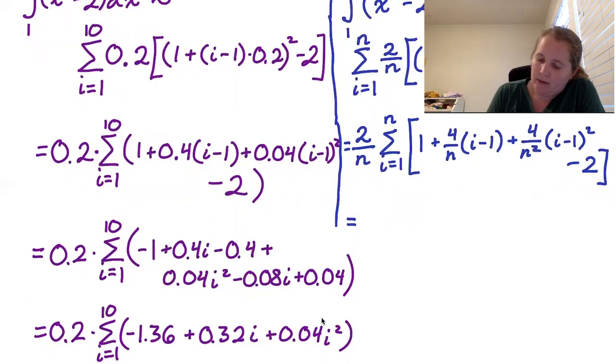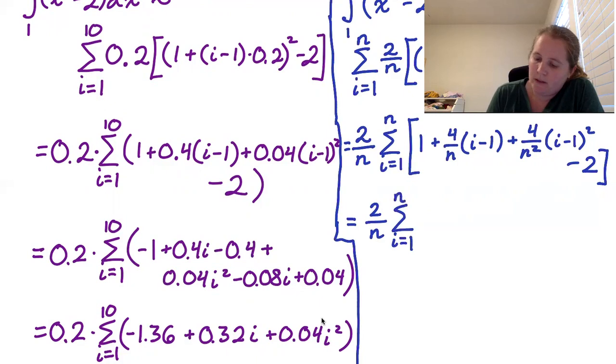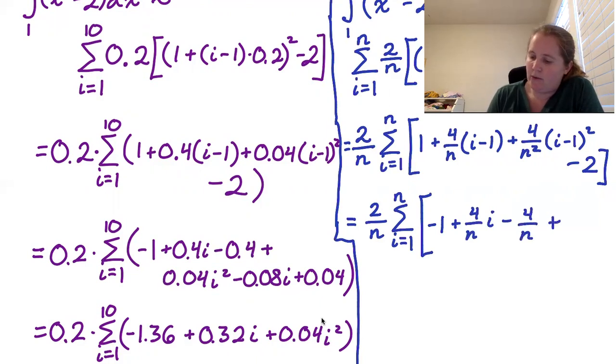Continuing to expand, we have 2 over n times the sum from i equals 1 to n of, let's see, the 1 minus 2 becomes negative 1. Then we have plus 4 over n times i minus 4 over n. And then this last part would become plus 4 over n squared times i squared minus 2i times that, so minus 8 over n squared times i, and then plus 4 over n squared.